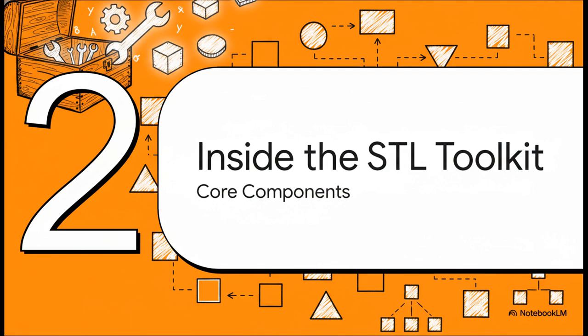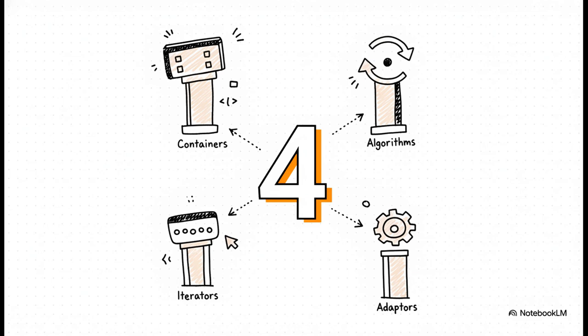All right, let's pop the lid on this toolkit and see what's actually inside. What are these main components that make the STL so incredibly powerful? Turns out, the power of the STL really boils down to 4 fundamental components that all work together beautifully. If you can get a handle on these 4 pillars, you've basically unlocked everything this amazing library has to offer.